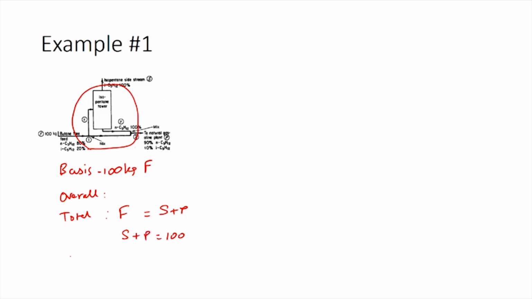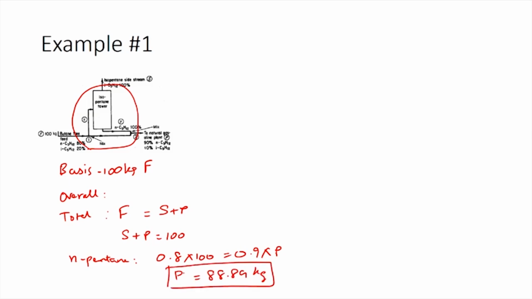We can also write an N-pentane balance. The N-pentane balance would be 0.8 times 100, which is the input, equal to 0.9 times P, which is the output. So, from here we can calculate P as 88.89 kilograms and S would be calculated as 11.11 kilograms.